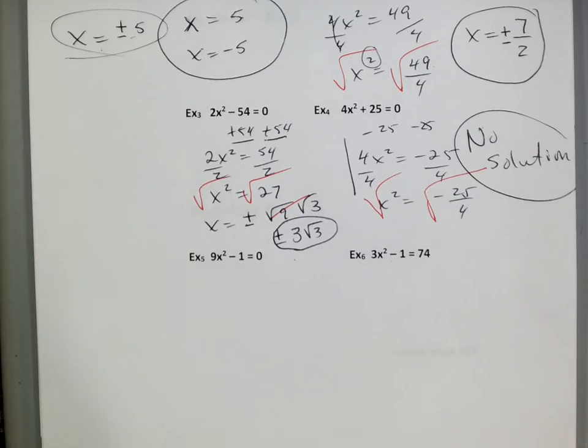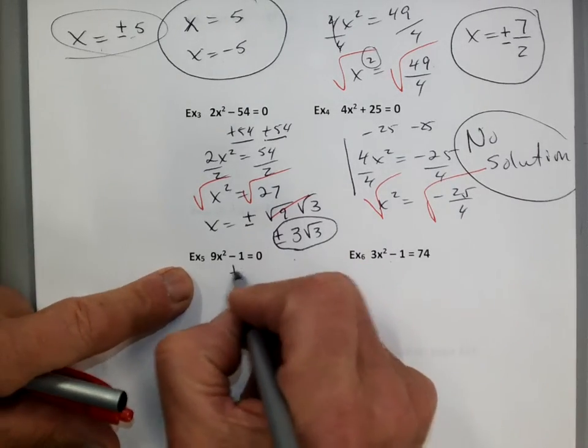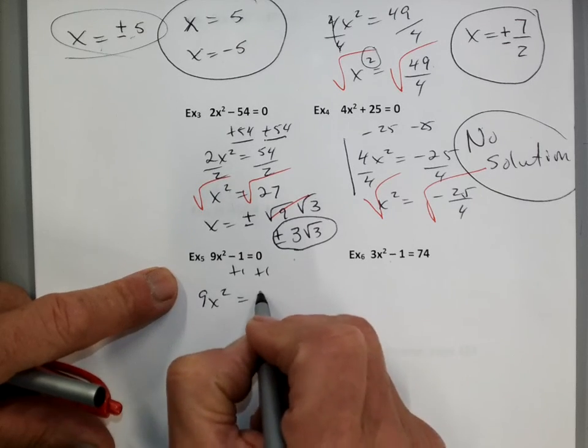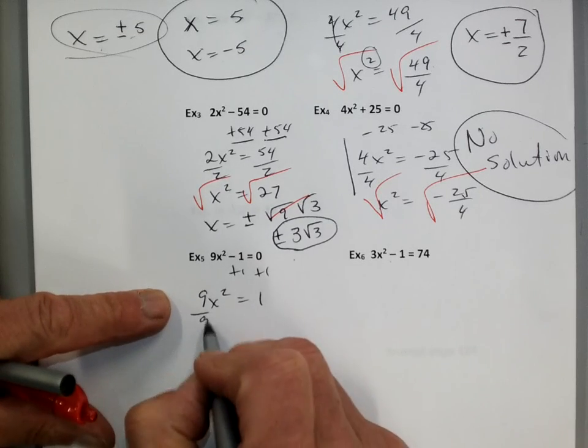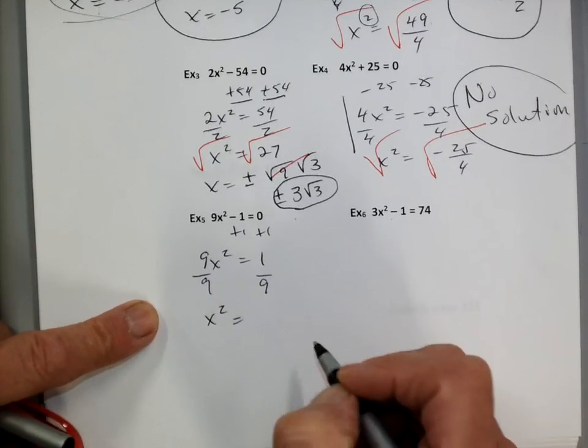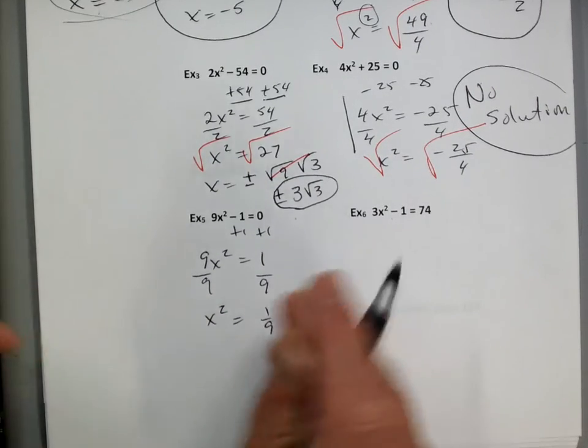Okay, example 5. Well, I'm going to go plus 1, plus 1. I got 9x squared equals 1. Divide by 9, divide by 9. I've got x squared equals 1/9. I'm going to square root.